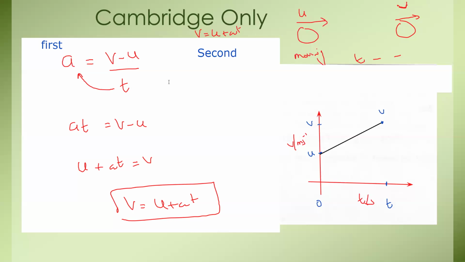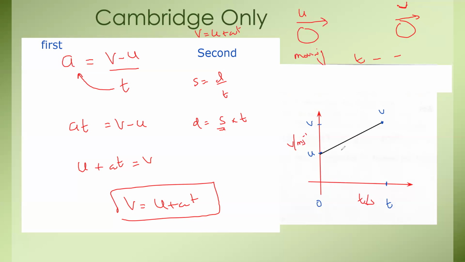So if I want to derive the second equation of motion, if we need the distance traveled by an object, we have the formula speed is distance divided by time. So distance will be speed multiplied by time. But this object's speed is continuously changing, starting with an initial speed. So this object is continuously changing its speed.